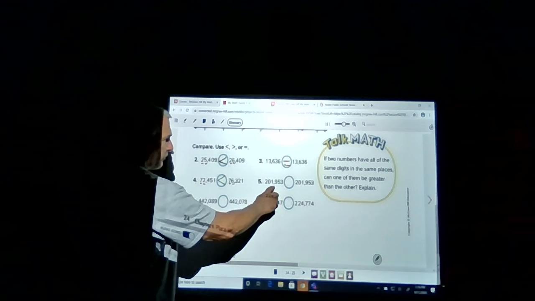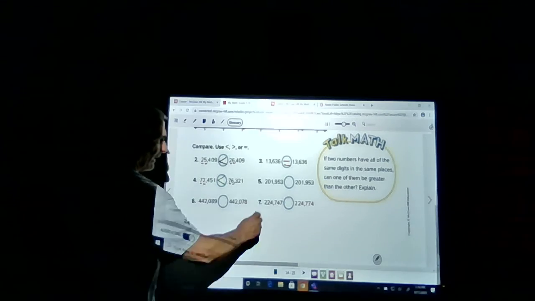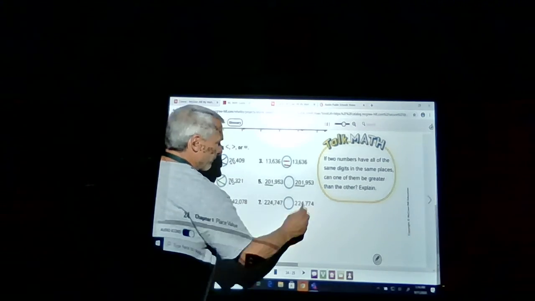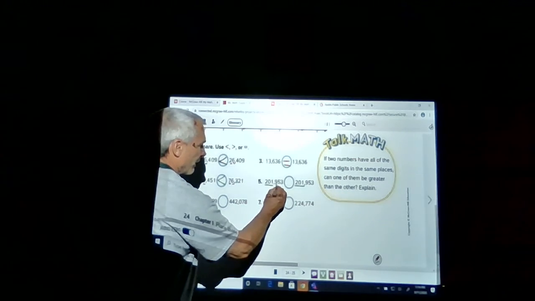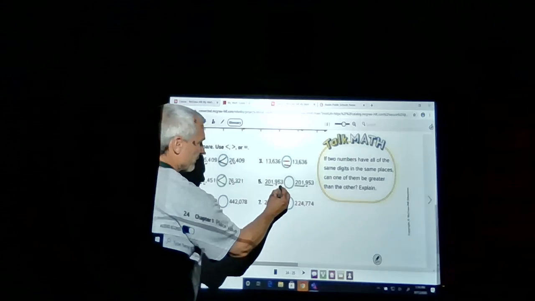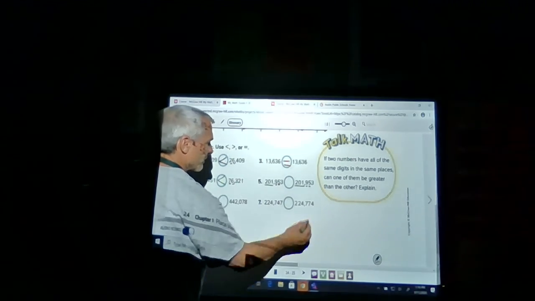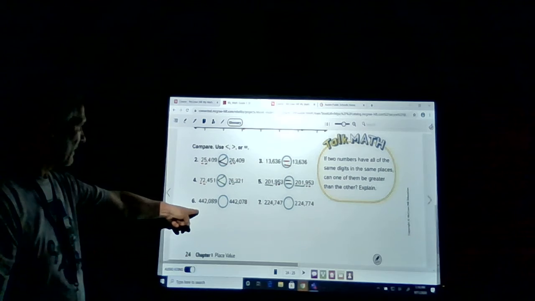Let's try number 5. I see 201,000. I see 201,000. I know those are the same. Let's look at the hundreds place. In the hundreds here is a 9, and the hundreds here is a 9. 900. In the tens place is a 5. In the tens place is a 5. In the ones place is a 3. You know what? They're exactly the same.